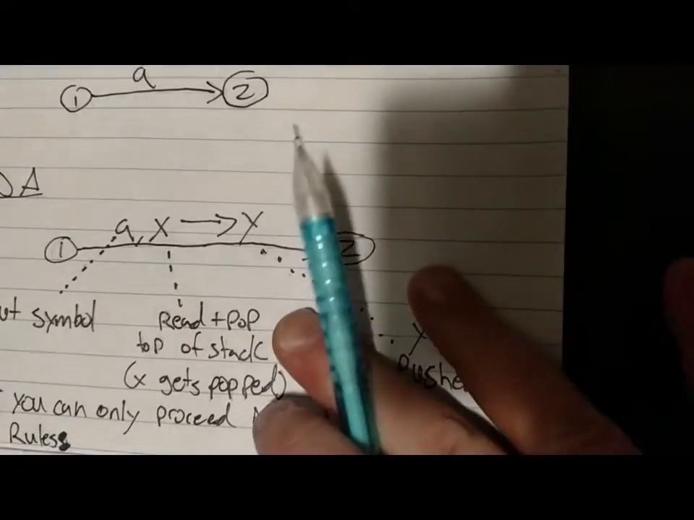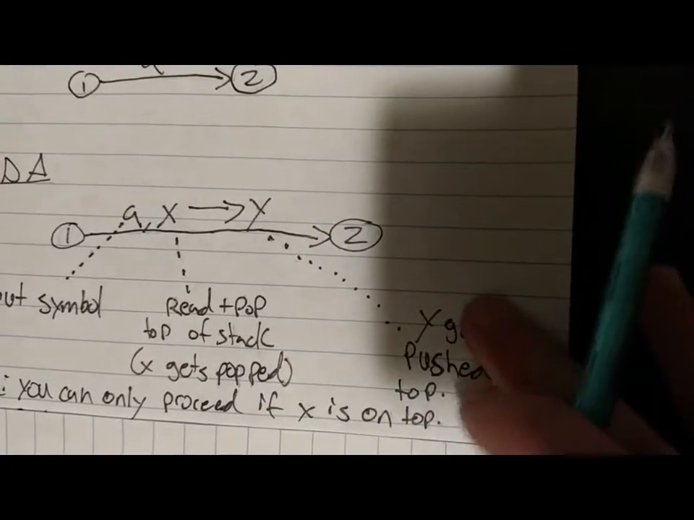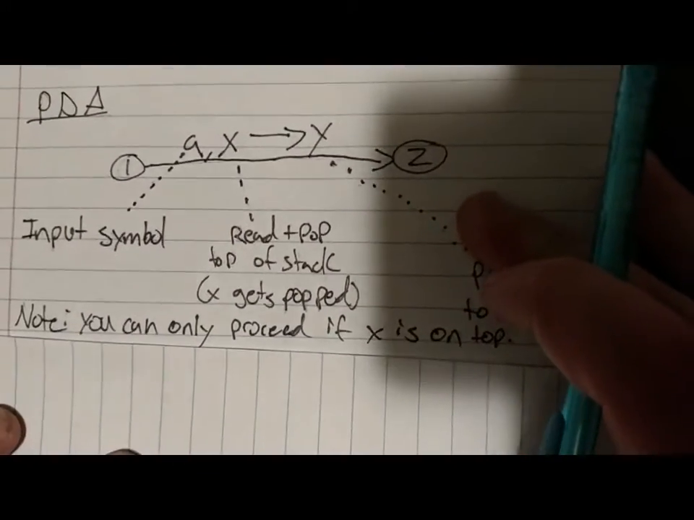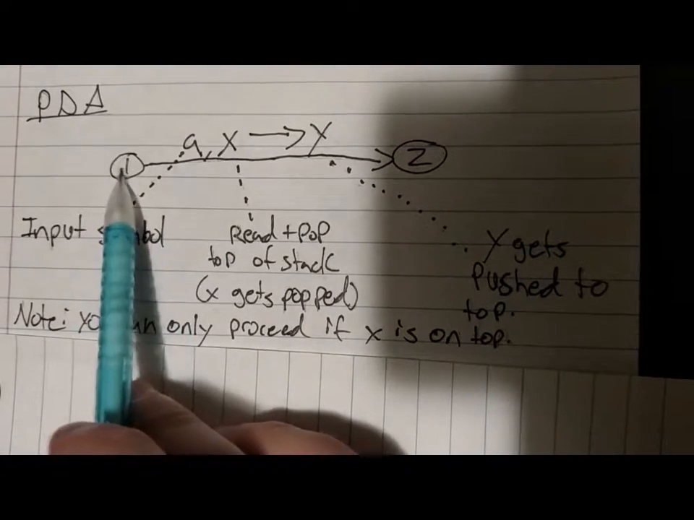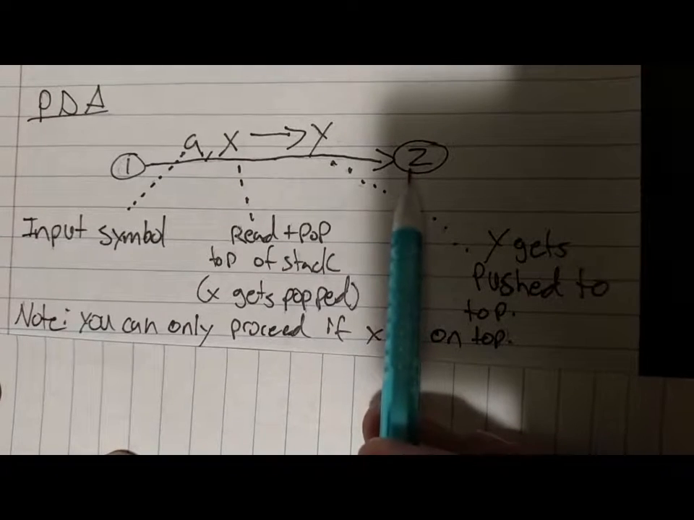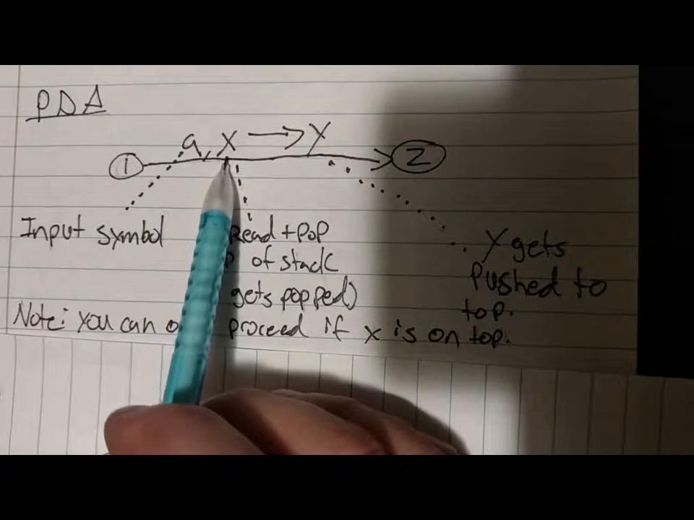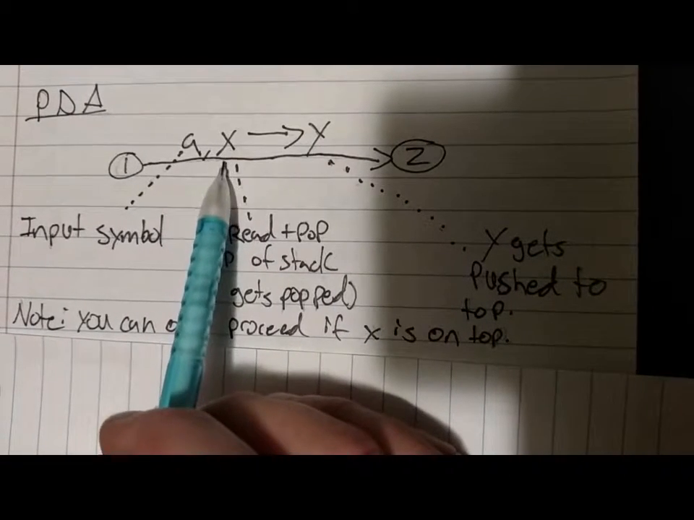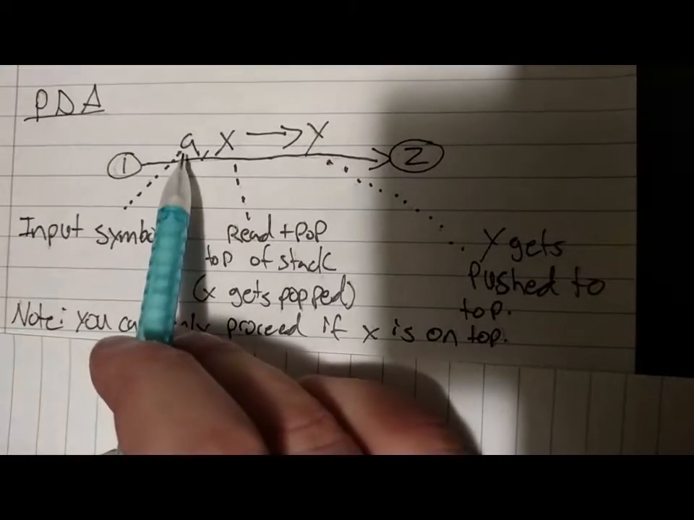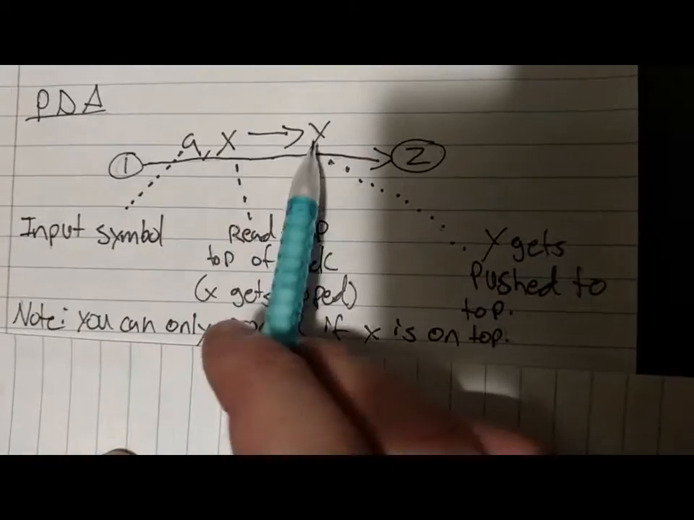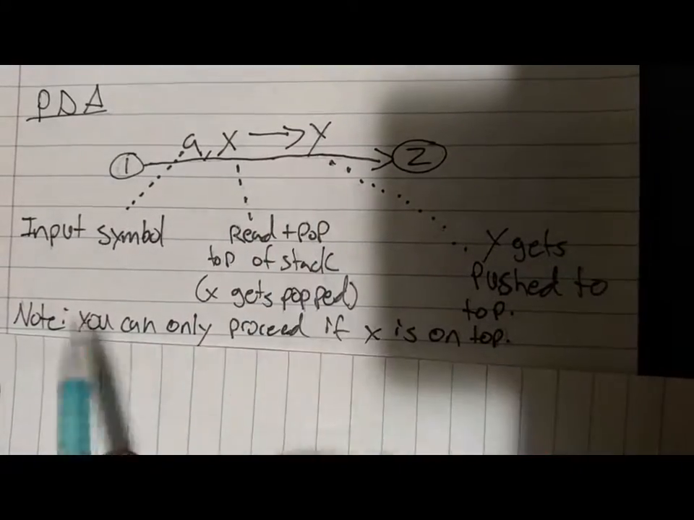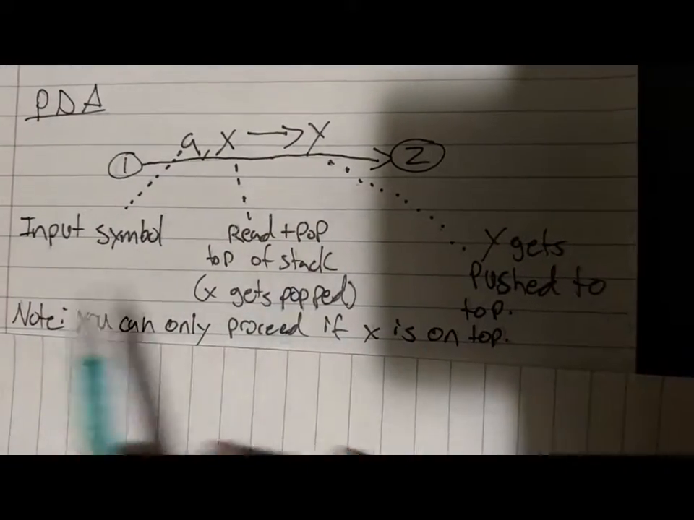Special note right here about a PDA is that you can only make this transition if and only if X is at the top of your stack. So this A is a prerequisite, this X is a prerequisite, and this Y is basically your output or your postcondition for this transition.